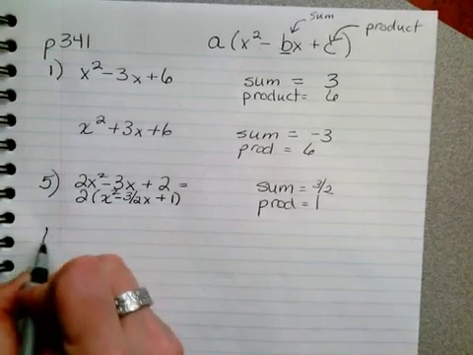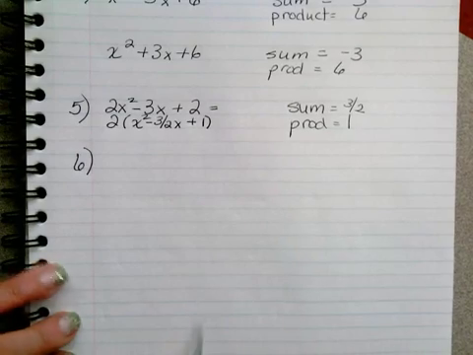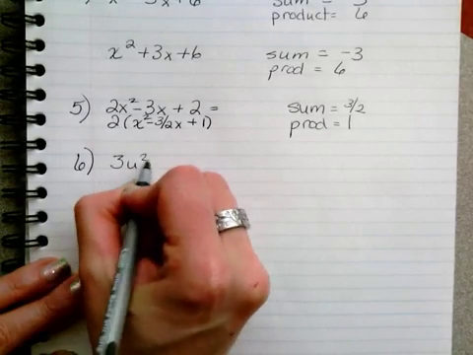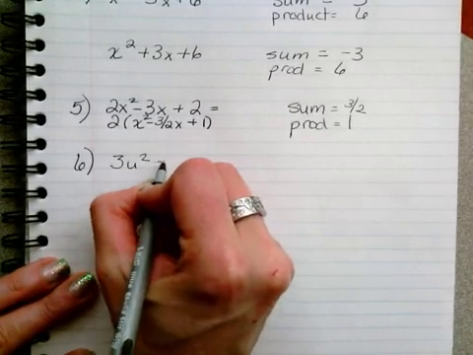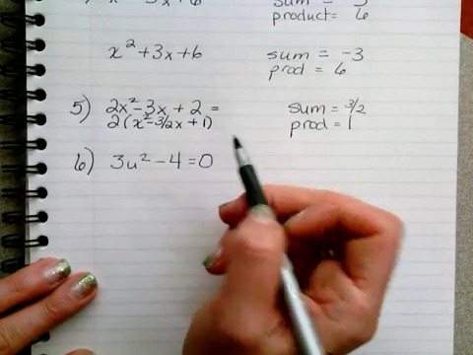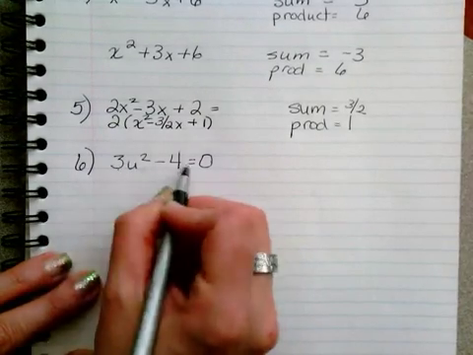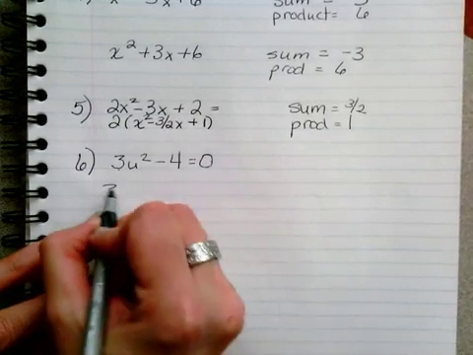What if you have a number 6? Supersized with a Coke. 3u squared minus 4. Do we have an a value right now? Well, we do, but it's among this mess here. So let's factor it out.